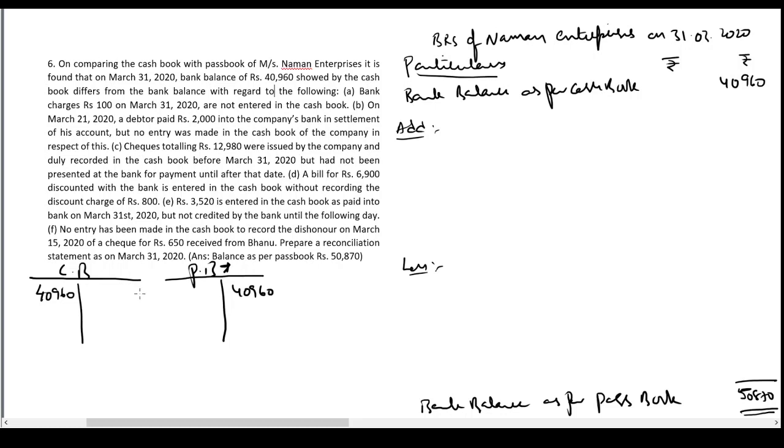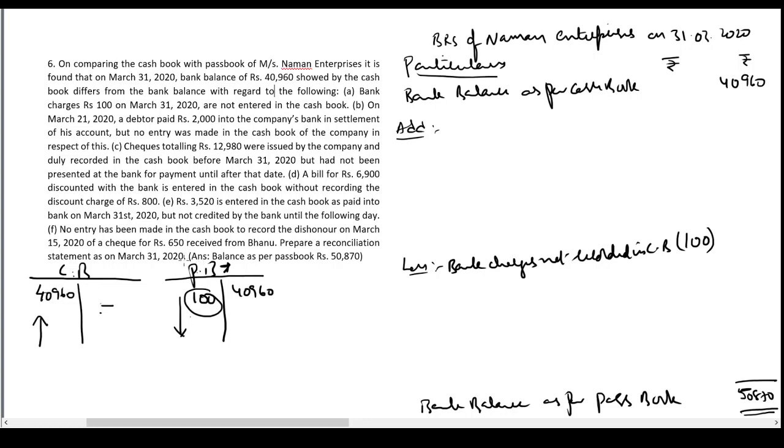Bank charges of rupees 100 on 31st March 20 were not entered in the cash book. So bank charges are a withdrawal in the passbook. They have not been recorded in the cash book. So passbook balance will reduce, but cash book balance is high. What should I do to the cash book to make it equal to the passbook? Because of this amount, passbook balance reduced, but that was not shown in the cash book. So by reducing the cash book balance, both the books will become equal. So I'll write here, bank charges not recorded in cash book rupees 100 within brackets.